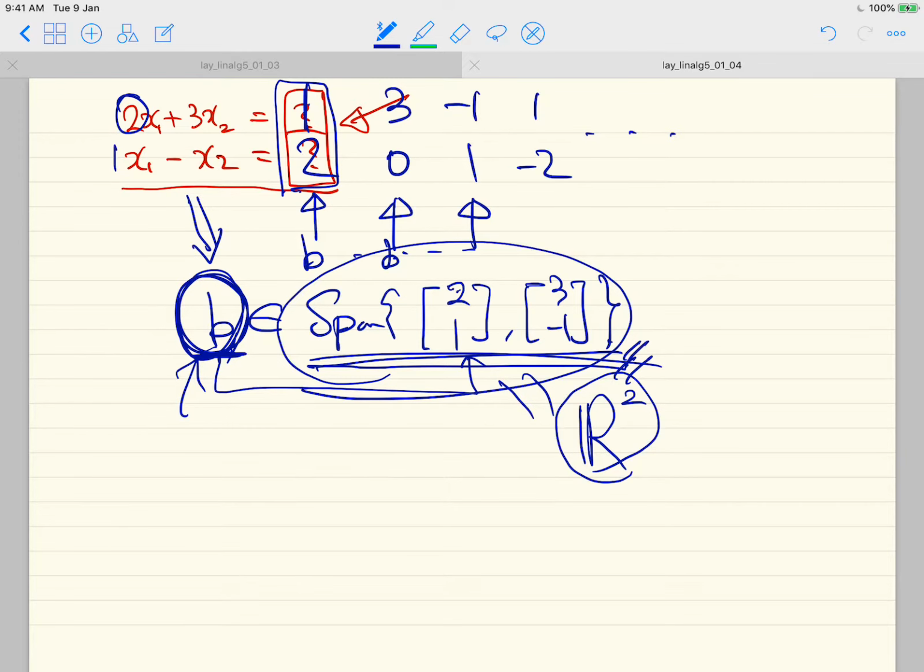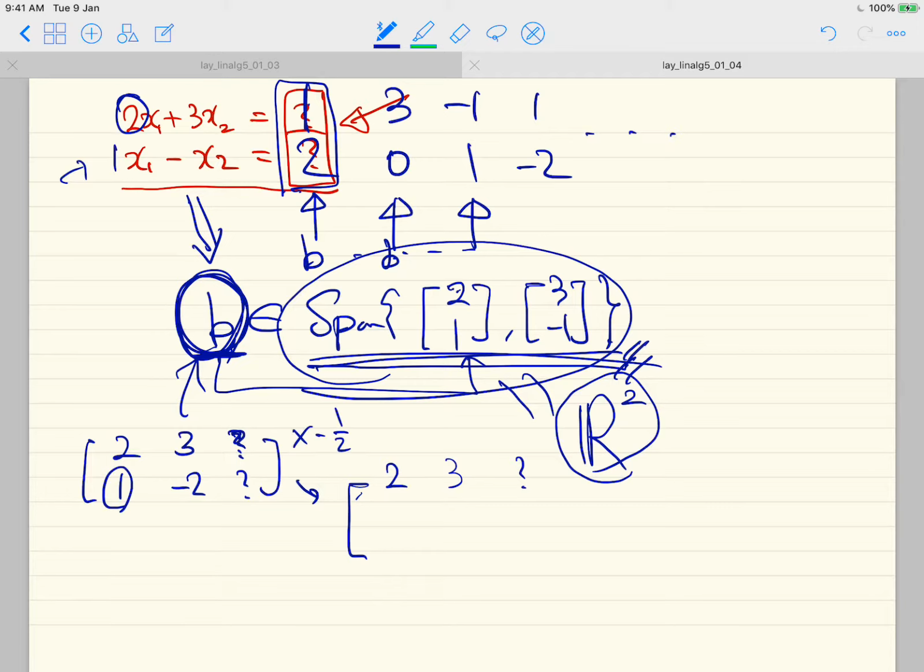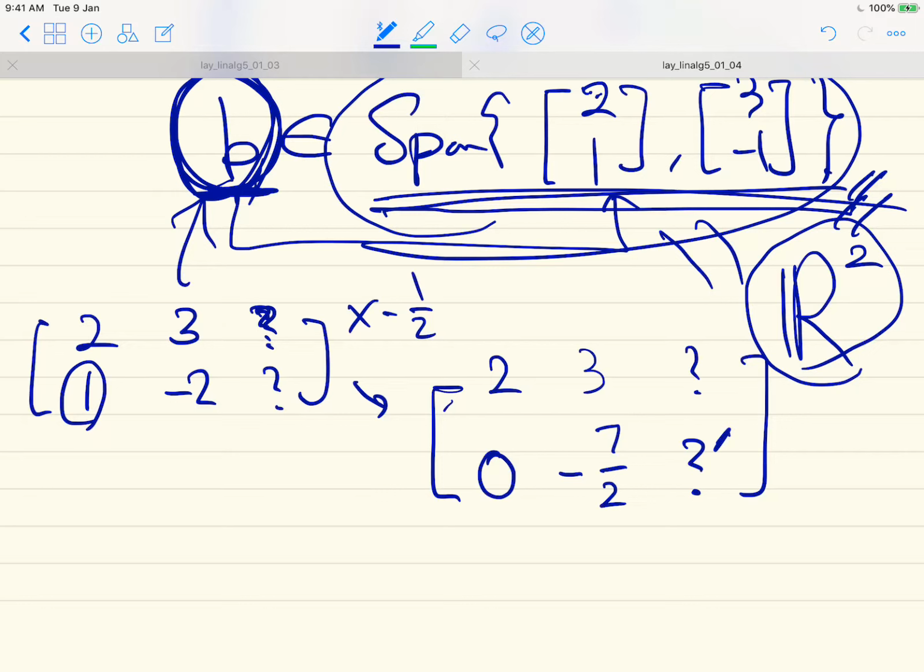So let me explain this by using this example. Let's construct the augmented matrix 2, 3, and question mark, and 1, negative 2, and question mark. So this is our augmented matrix, right? And then let's perform the Gaussian elimination. Starting with 2, 3, and question mark, let's eliminate the entry below by multiplying by negative 1/2. So this will be the first step of our Gaussian elimination. So it will be in this form after performing one step of the Gaussian elimination, right?